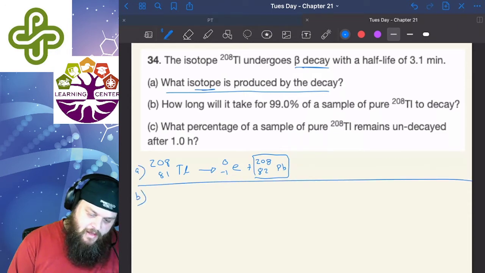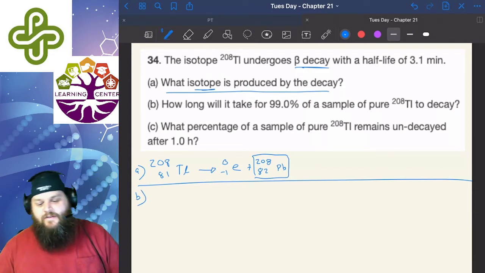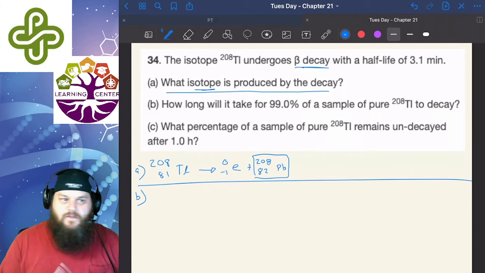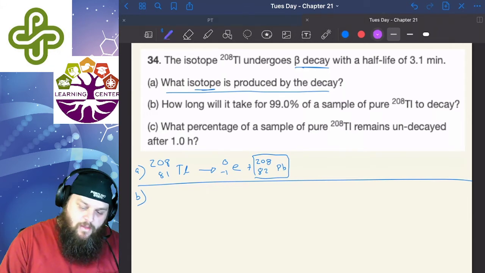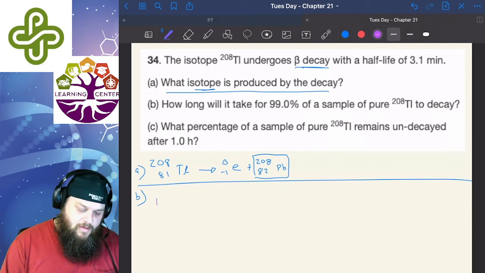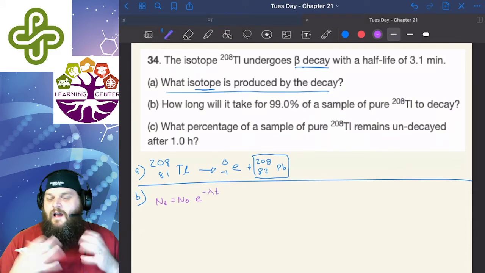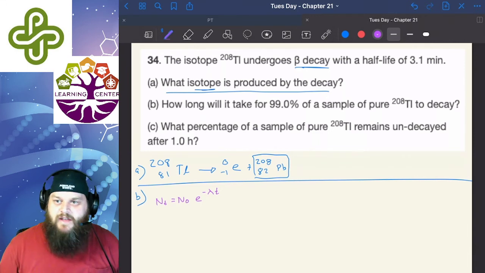For part B, how long will it take for 99% of the sample of pure thallium 208 to decay? So for this, we need to use the wonderful half-life formula, or decay formula, which I write out like this usually. Other people do too, but there are different versions of it, different forms. You can rearrange it. I focus on this version and then I rearrange it as needed.